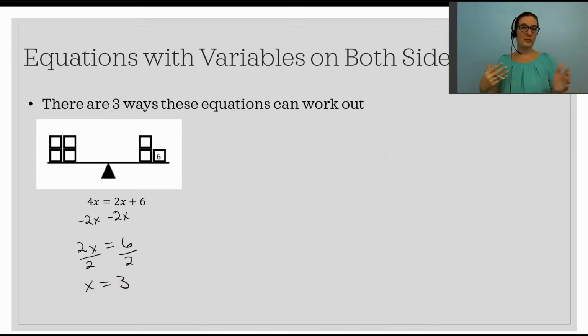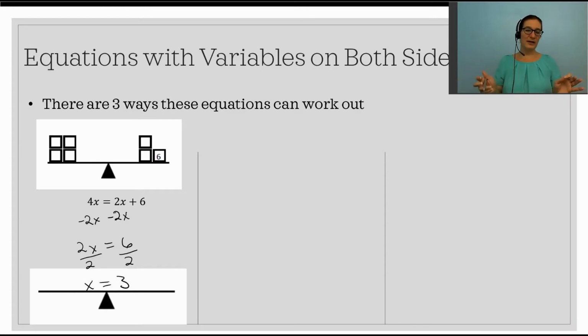Okay, this is the type of problem that we've been solving, and it's our usual type of problem. There's only one value that is going to make this balance out at the end. X is equal to 3 and no other number. There's just one answer. So this is our usual type of equation. But there are actually 2 other ways that these problems could end up working out for us.